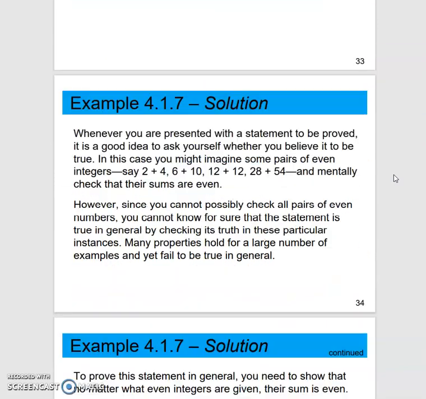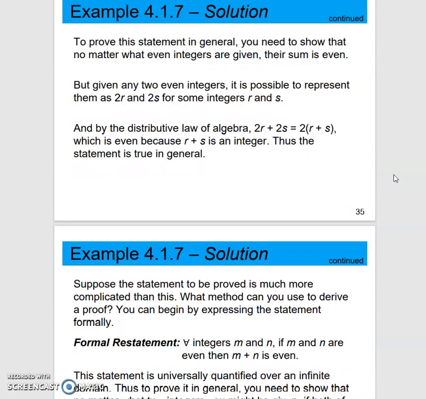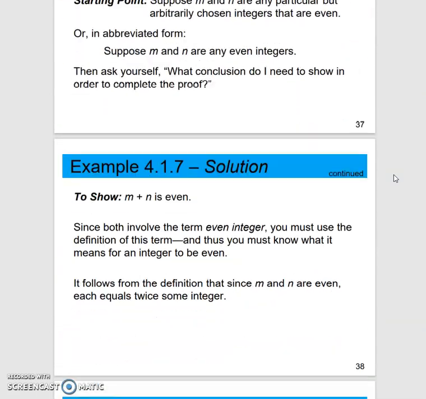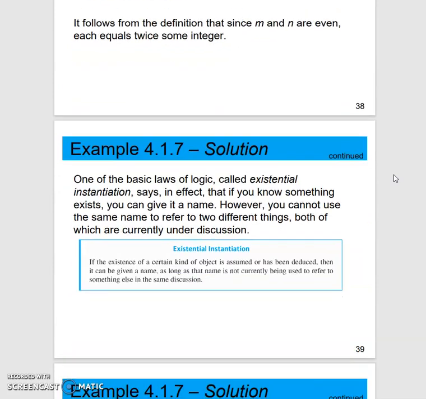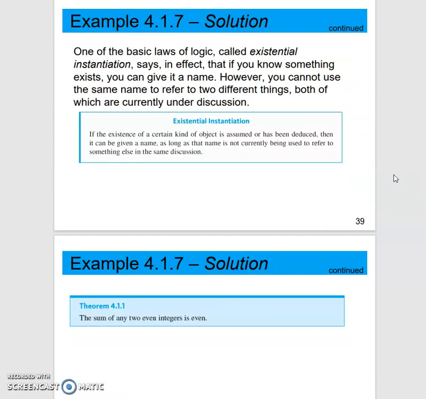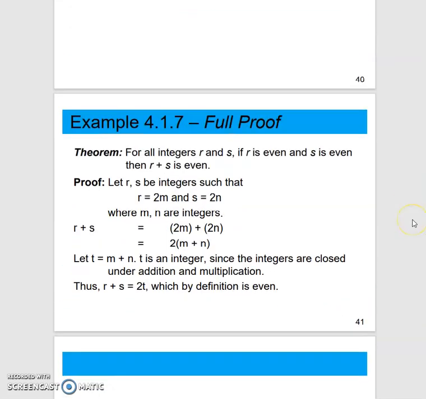Now I'm going to skim past these pages. This is your textbook author describing the process behind this. So again, I am skipping over this. And I am going to pull up my full proof. So there's my theorem, here's my proof.